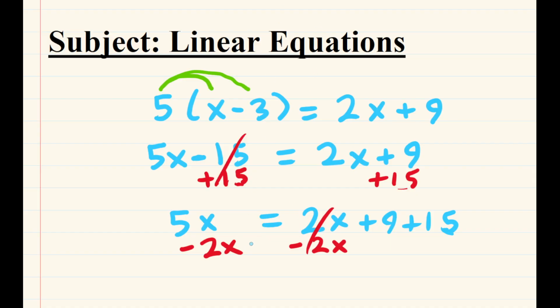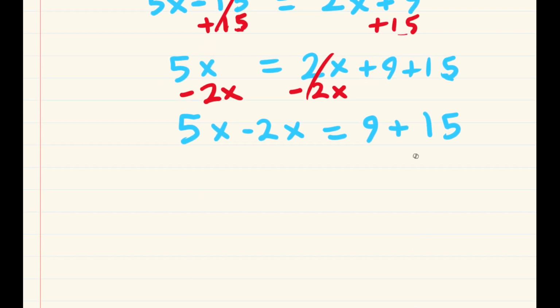And right here, we have 5x minus 2x equals, and everything else, positive 9, which we could just write as 9, and positive 15. 9 plus 15. Excellent. So now we have 5x minus 2x on the left side, and 9 plus 15 on the right side. Now let's identify our terms again. What are our terms? So we have 5x right here, positive 5x. We have negative 2x, positive 9, and positive 15.